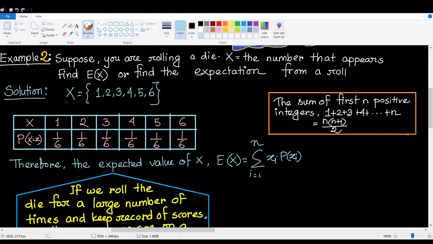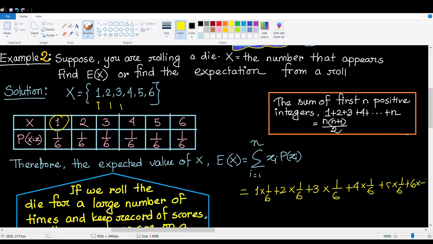To solve it, first we have to determine the set of the random variables. If we roll a die, then 6 outcomes are possible: 1, 2, 3, 4, 5, and 6. Now the corresponding probability for each of these results would be 1/6, right? This is simple. And therefore the expected value of x, E of x, would be 1 times 1/6 plus 2 times 1/6 plus 3 times 1/6 plus 4 times 1/6, 5 plus 6 times 1/6. We take 1/6 as common.